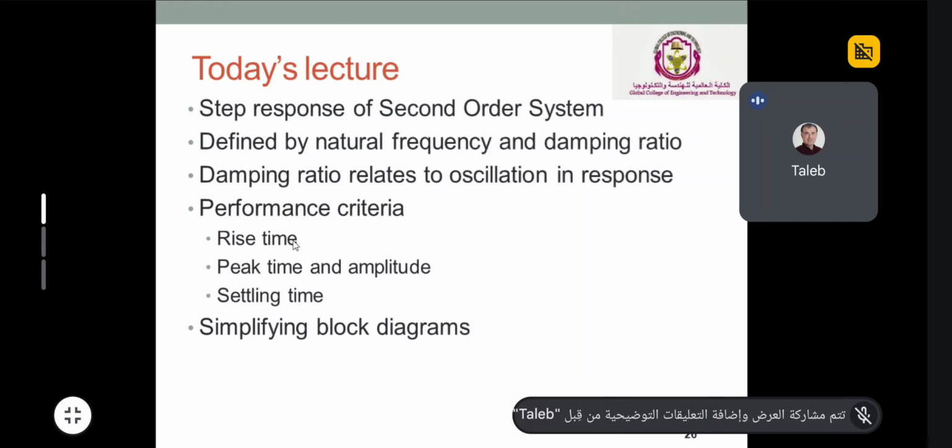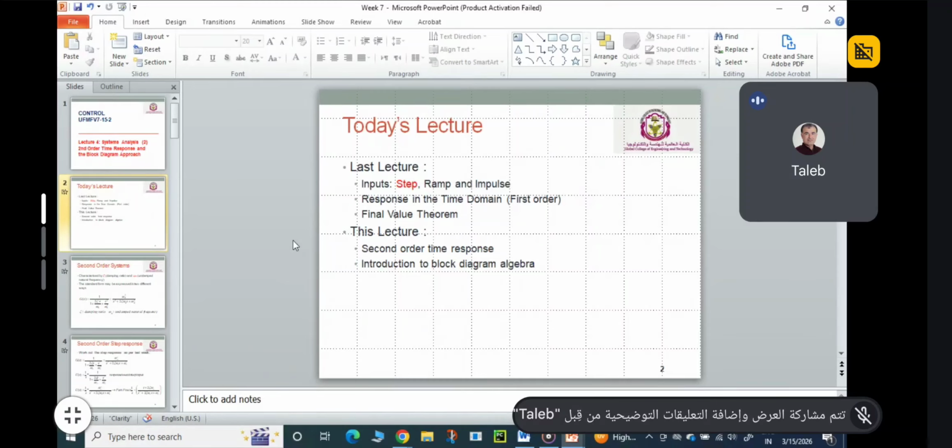Okay, that's it for today. As you see in this final concluding slide, we talked about the rise time, peak time, and settling time in a step response of second order systems. And we defined the undamped natural frequency and damping ratio. Simplifying the block diagrams is the next chapter. I will cover it after the problem solving session.